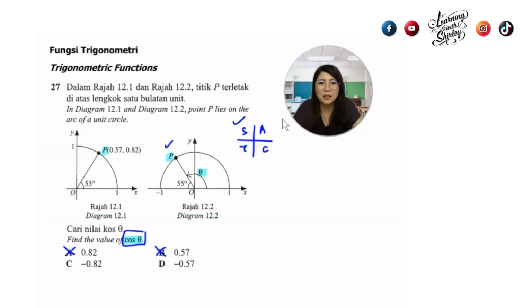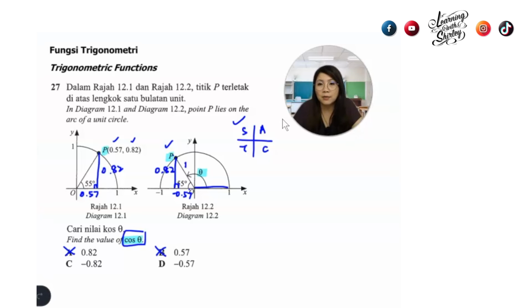So here, cos theta. I'm going to draw a triangle here, like this. I'm going to refer to the left-hand side for reference because P is given as 0.57 and 0.82, which means that the x here is 0.57. If it's on the left-hand side, here will be -0.57, okay? And then the height is 0.82. From here to here is 1, right? So when it turns, from 0 to P is also 1, which means that this is the hypotenuse.